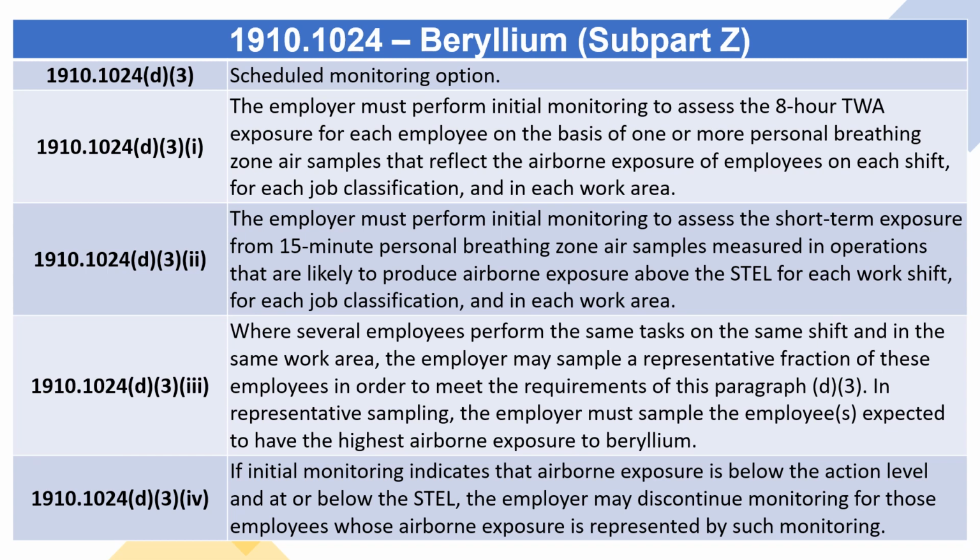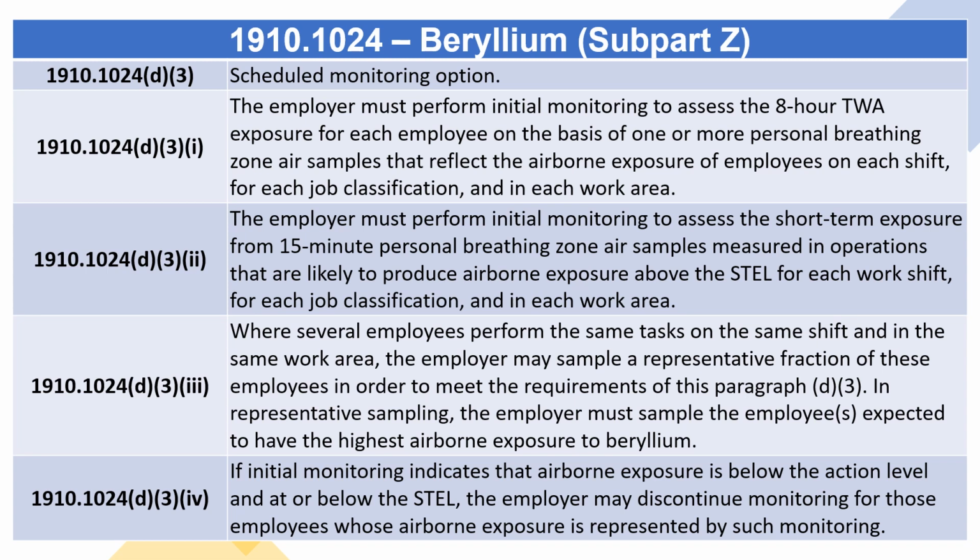The employer must perform initial monitoring to assess the short-term exposure from 15-minute personal breathing zone air samples measured in operations that are likely to produce airborne exposure above the STEL for each work shift, for each job classification, and in each work area. Where several employees perform the same tasks on the same shift and in the same work area, the employer may sample a representative fraction of these employees in order to meet the requirements of this paragraph (d)(3). In representative sampling, the employer must sample the employees expected to have the highest airborne exposure to beryllium.